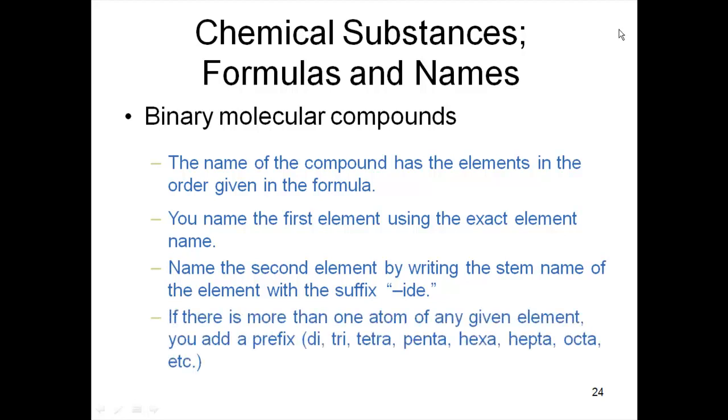The change comes at this last statement. If there is more than one atom of any given element, you have to add prefixes, di, tri, tetra, penta, etc. to say how many atoms are there. If you don't say that, then we don't know how to put it together. Remember, your ionic compounds are your smallest whole number ratios, while your moleculars are not. So you have to give the prefixes before we can figure out how many are there in that compound.